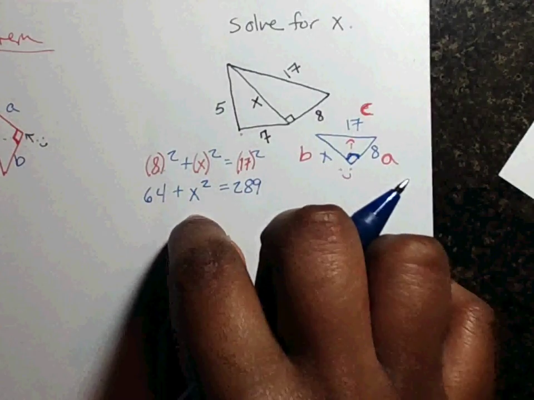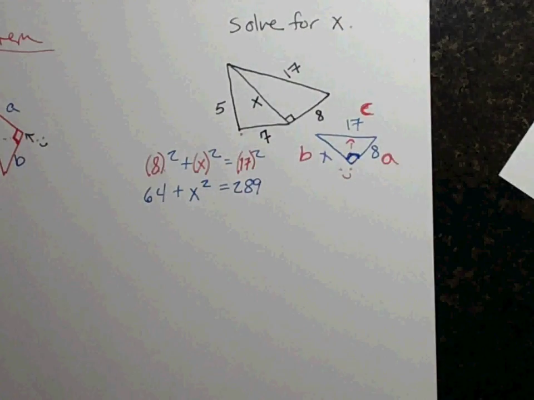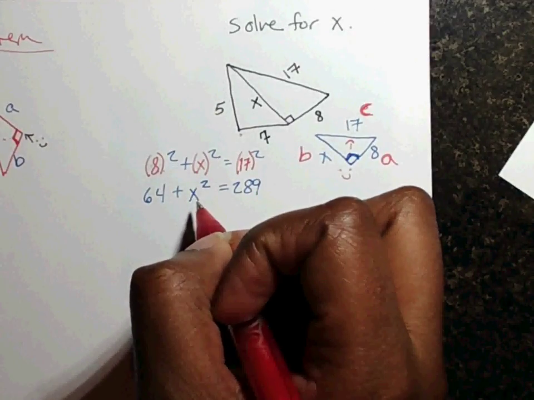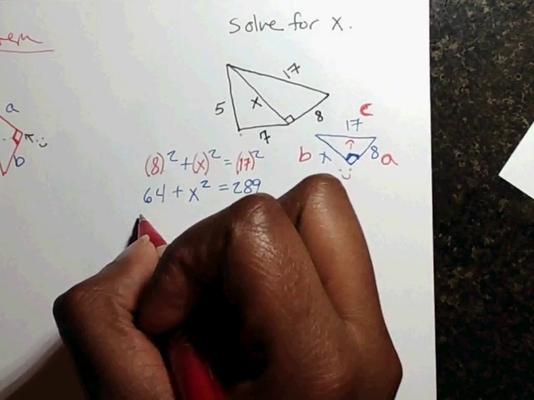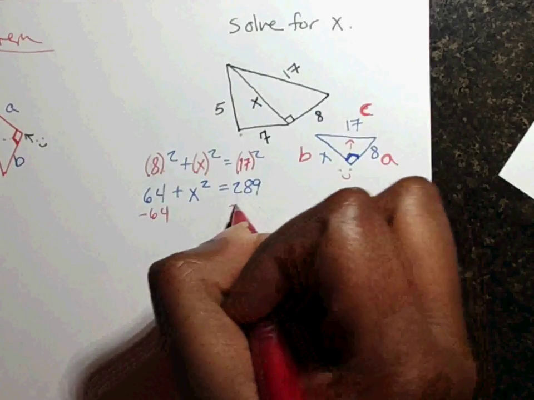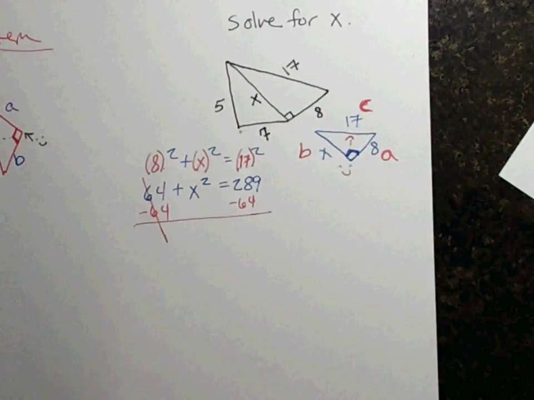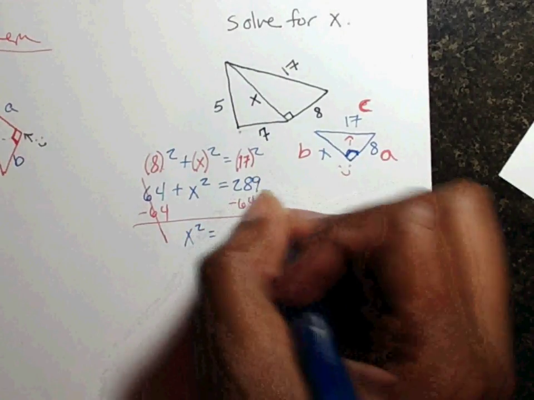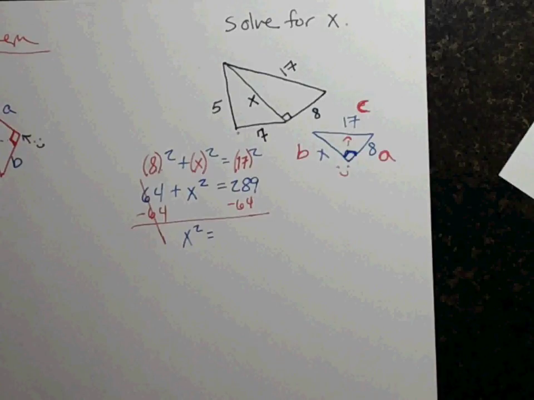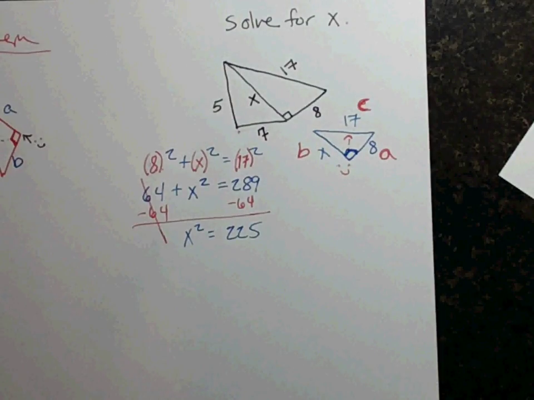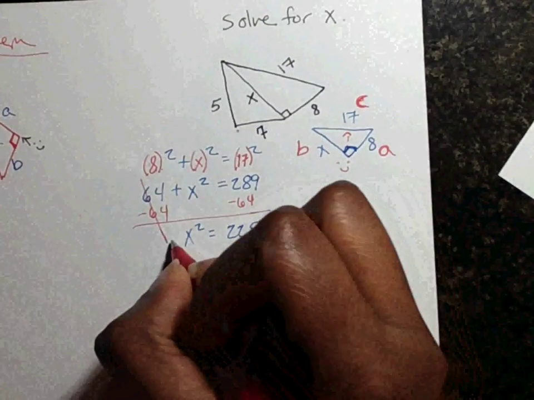Okay, gotta solve for X. Gotta get X by itself. Is X by itself? Nope. It's not by itself on the side of the equal sign. So I'm gonna minus 64 from both sides. When I minus 64 from both sides, I'm left with X squared equals 289 minus 64, 225. Okay. So, do I have X by itself? No, I do not. I have a squared there. How do I get rid of a square?